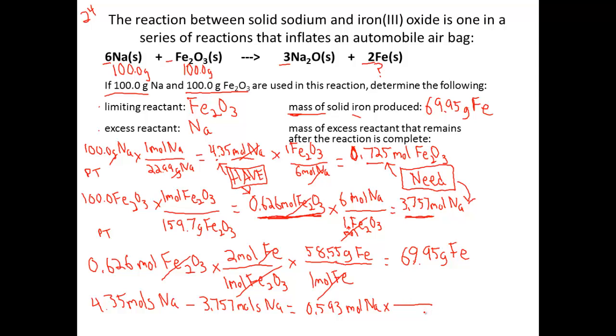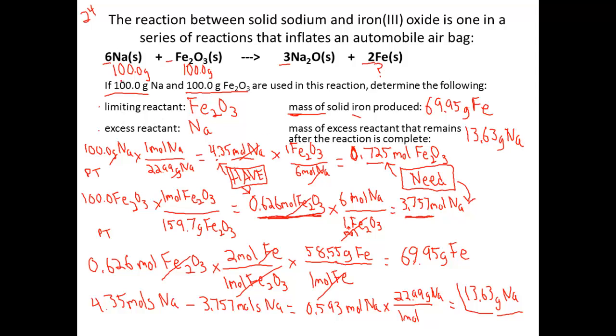So our 0.593 moles of sodium is what's left over. From there, what we need to do is moles of sodium, 22.99 grams of sodium over 1 mole of sodium is going to give us about 13.63 grams of sodium left over after that reaction is completed. Mass of excess reactant afterwards, we'd have about 13.63 grams of sodium.